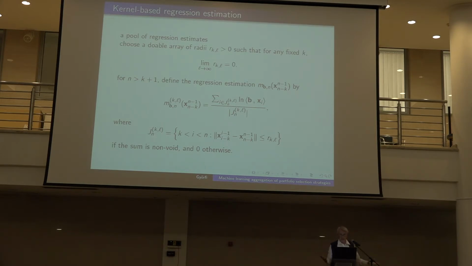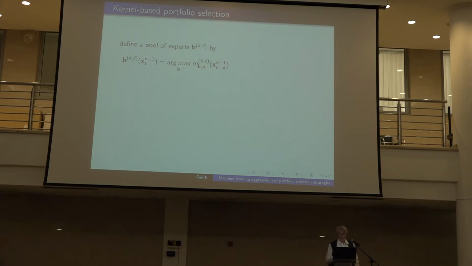So we have a pool of estimates, and the portfolio selection will be such that for each fixed k and L, we maximize these estimates, maximize in B. So in this way, these estimates depend on B just in the numerator. So this is equivalent to maximizing the numerator without normalizing.